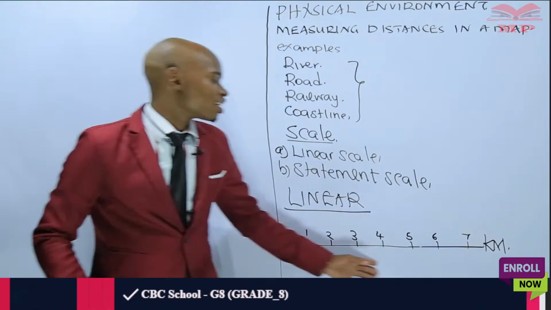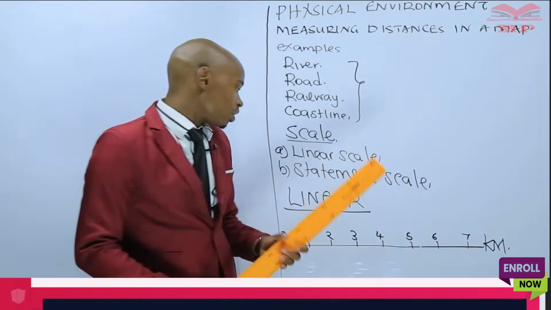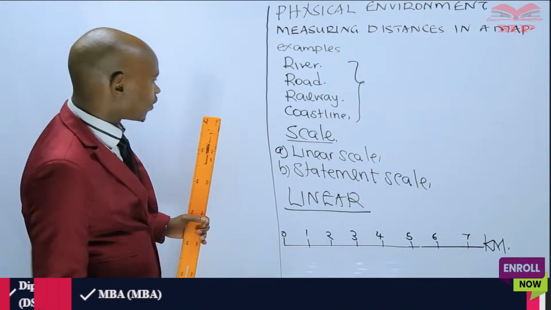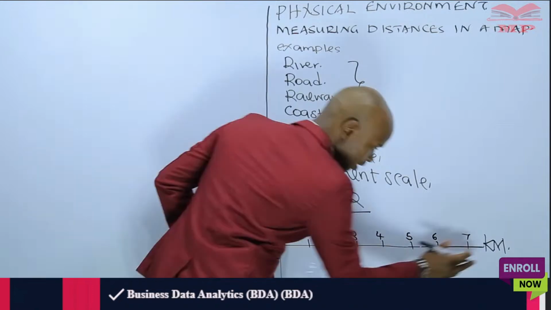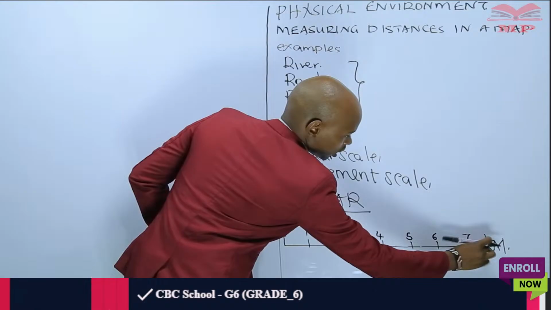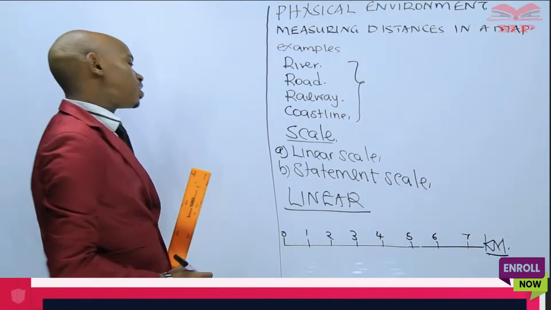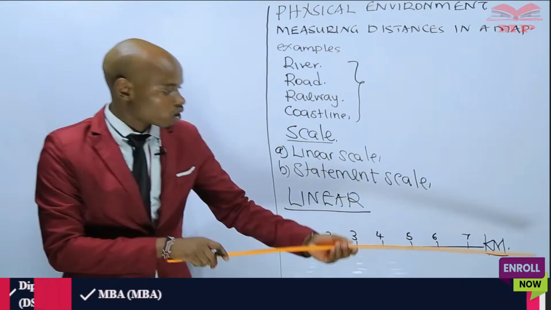We shall be seeing how you can use a linear scale to get a given distance on the map. A linear scale looks like this. A partition of 1 centimeter, and of course it will convert your map distance into kilometers on the ground.